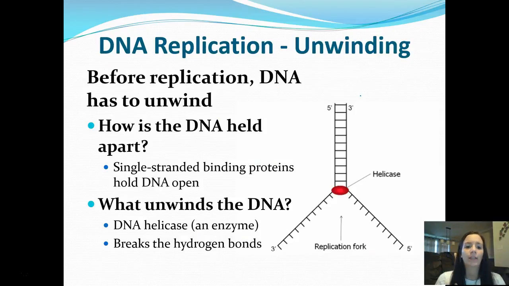Then the unwinding occurs. So before it can even replicate, it has to unwind. Remember, it's in that twisted ladder form, so it has to unwind to where another strand can easily form off of it. So it's held apart by single-strand binding proteins. These are going to hold the DNA open, and something called DNA helicase unzips the DNA. So this is how those hydrogen bonds are broken that we talked about.